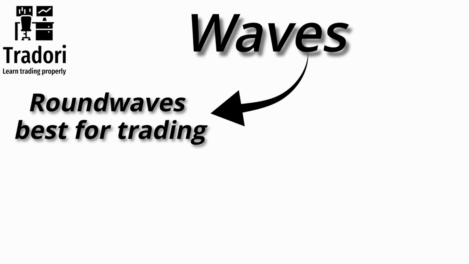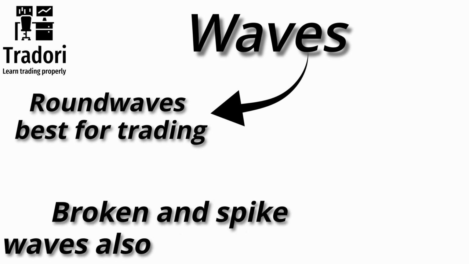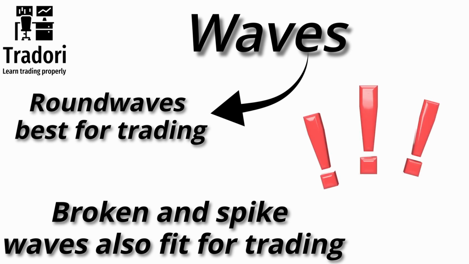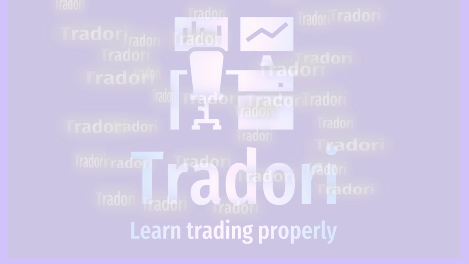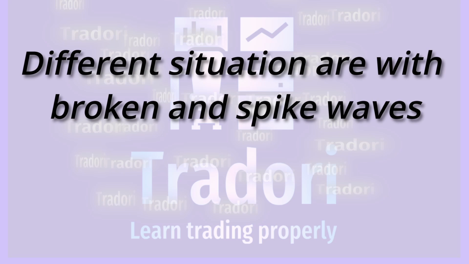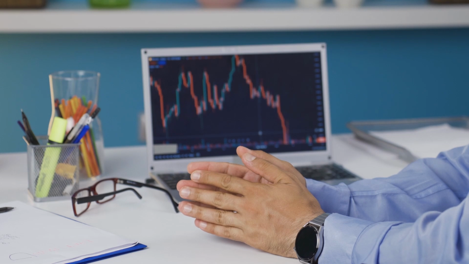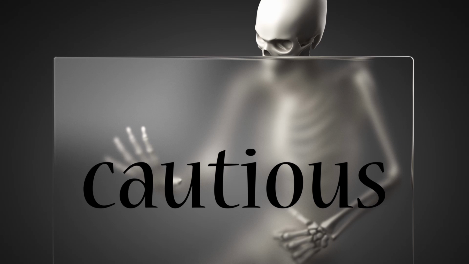Shortly, the best environment for trading is with round waves. However, it doesn't mean that spike or bottom waves do not fit for trades. Of course you can trade even with those kinds of waves. However, you should pay extra attention there. Way different situations are with broken or spike waves, especially with spike waves. There are huge chances that a rapid move either up or down will pull your stop in a matter of seconds sometimes. Therefore, you have to be very careful.